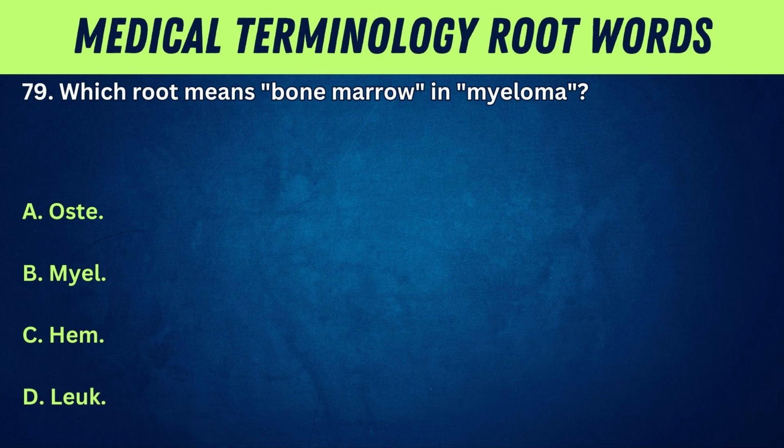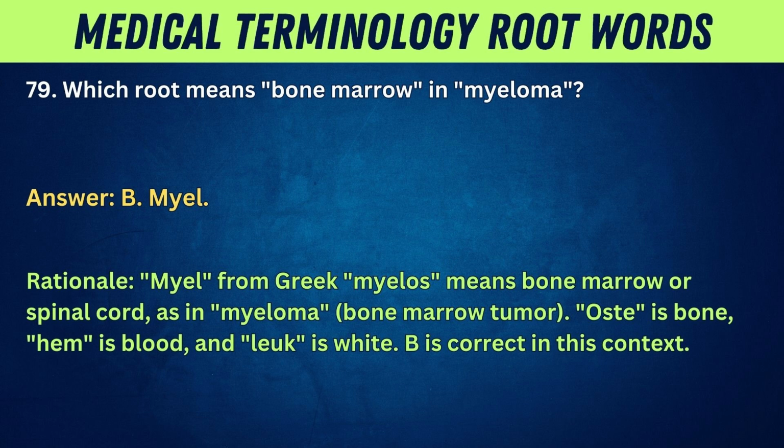79. Which root means bone marrow in myeloma? A. Ost. B. Myel. C. Hem. D. Leuk. Answer: B. Myel. Rationale: Myel from Greek myelos means bone marrow or spinal cord, as in myeloma, bone marrow tumor. Ost is bone, hem is blood, and leuk is white. B is correct in this context.